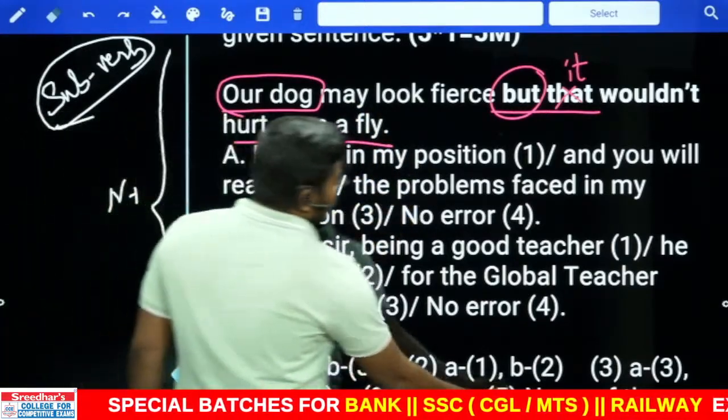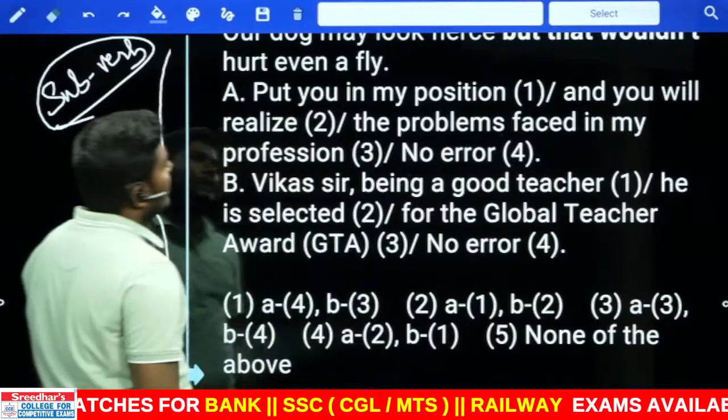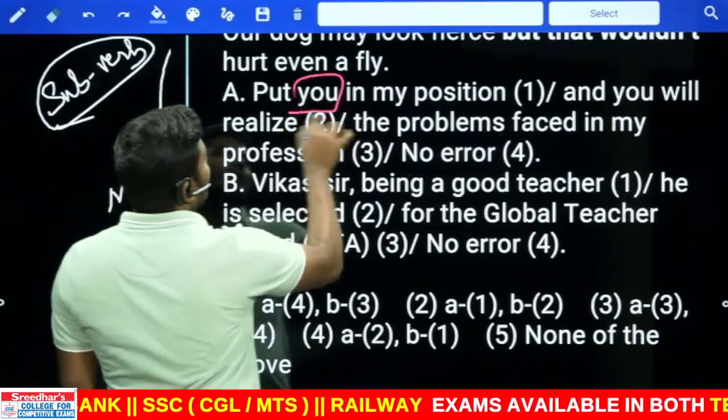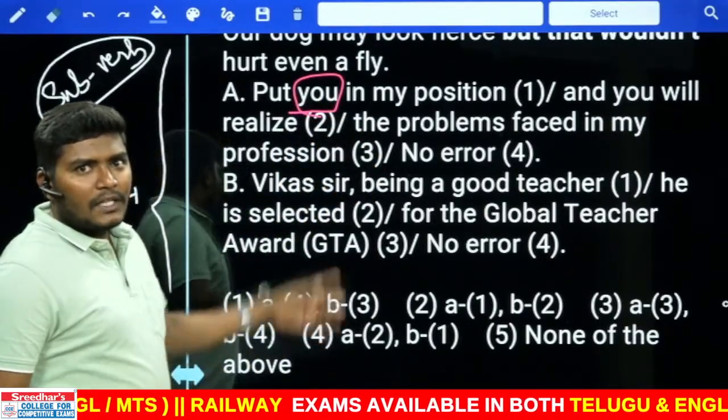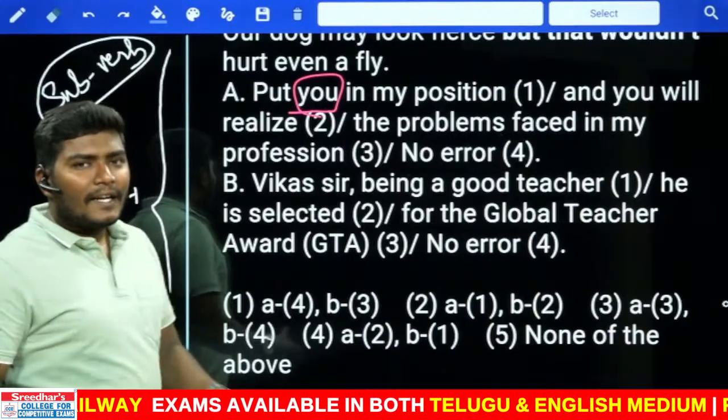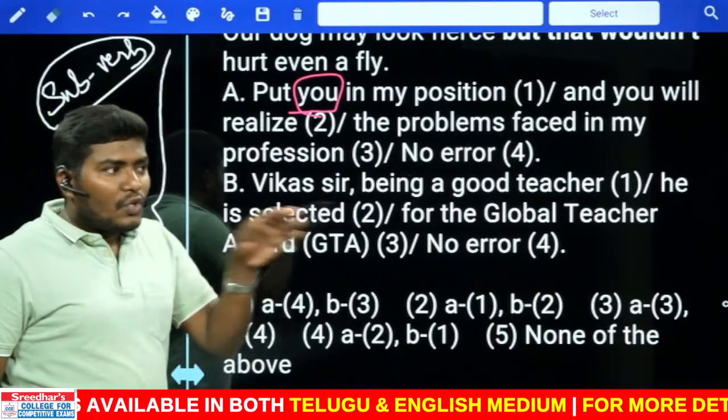So let us check for the same rule in the statements. Look at this: "Put you in my position." That is a preposition error again. Can you tell me the correct answer? What is the correct answer? It's not "put you in my position."